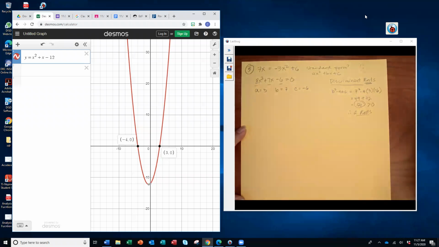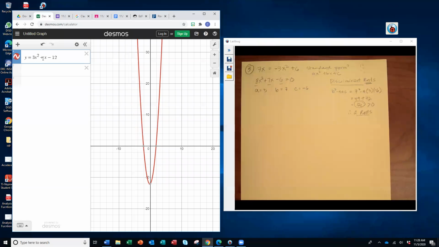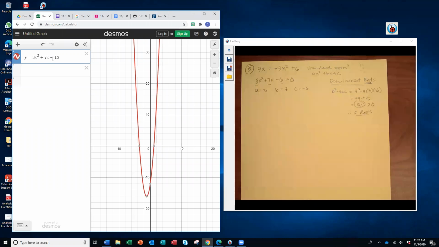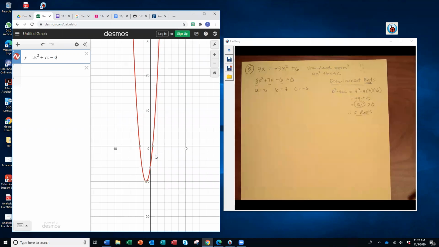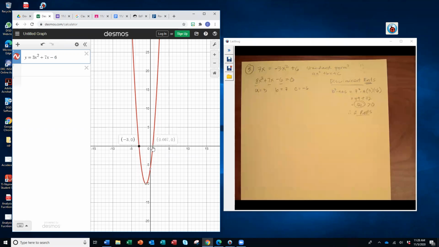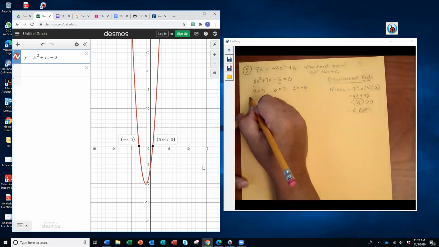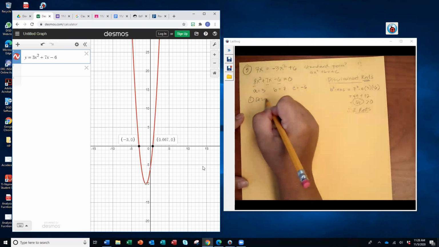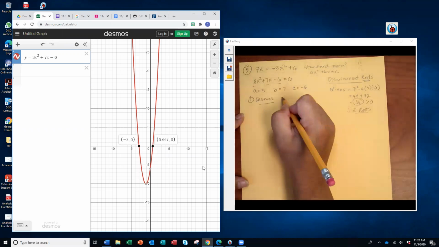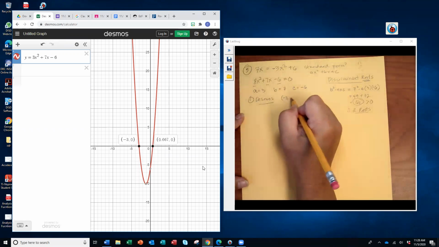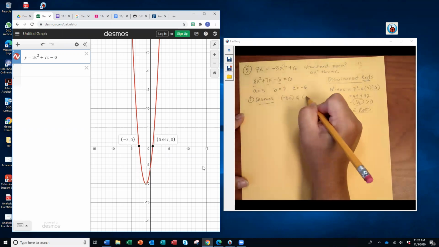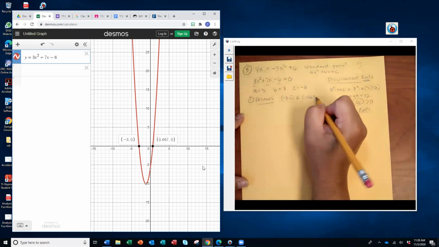Let's see how it looks on Desmos. I'm just going to check it on Desmos. I'm going to type 3x squared plus 7x, and the other one is a minus 6. Oh, look at that graph. The graph actually looks like this. The first strategy that I did was Desmos. This time we're going to switch it around. Desmos says, hey, it's negative 3 comma 0. And I'm looking at 0.667. Here we go with the decimal.